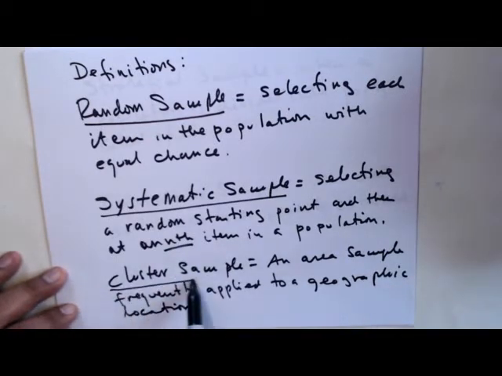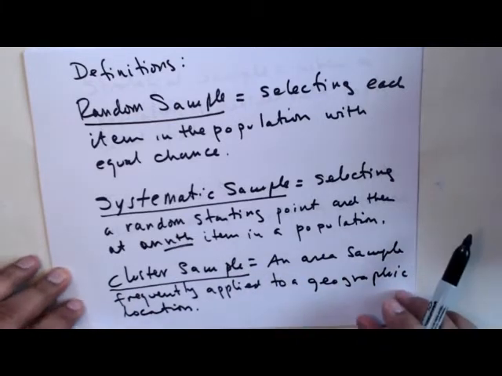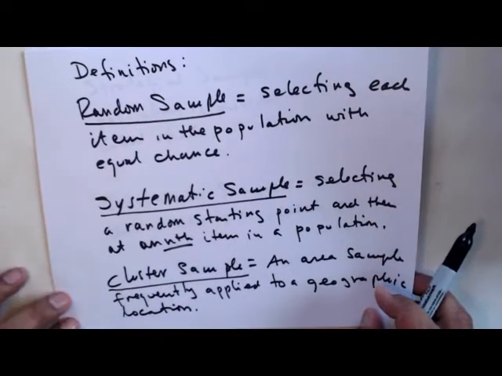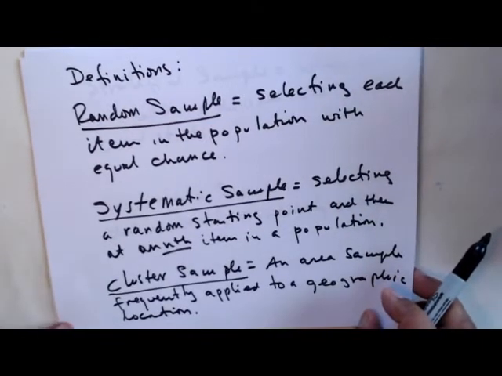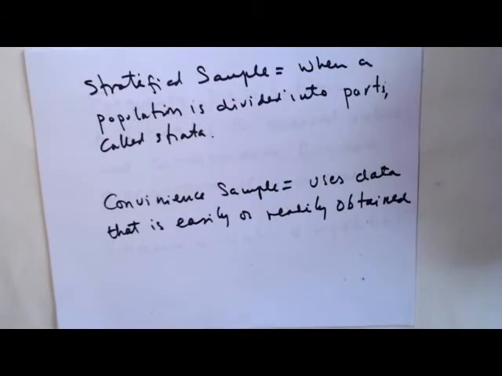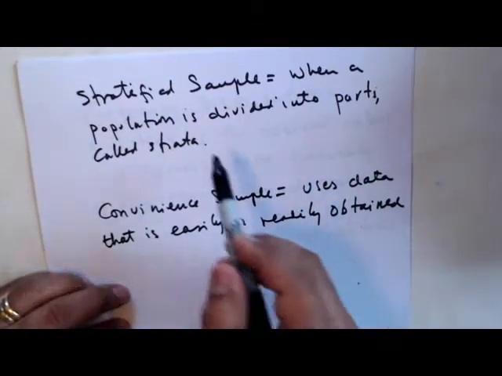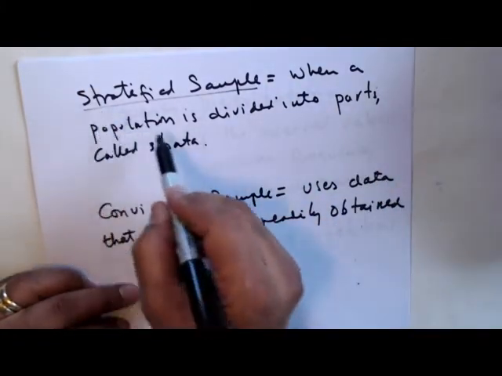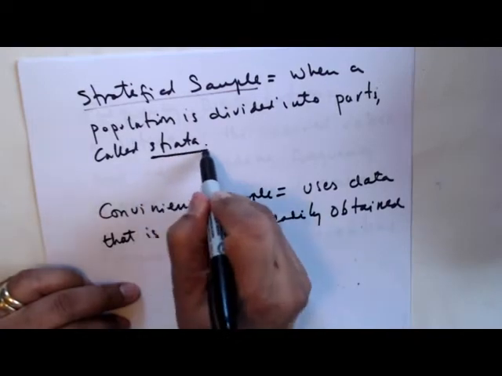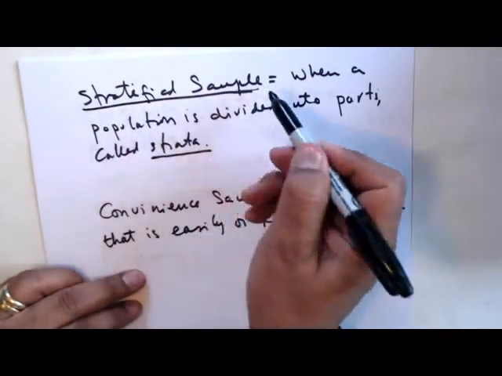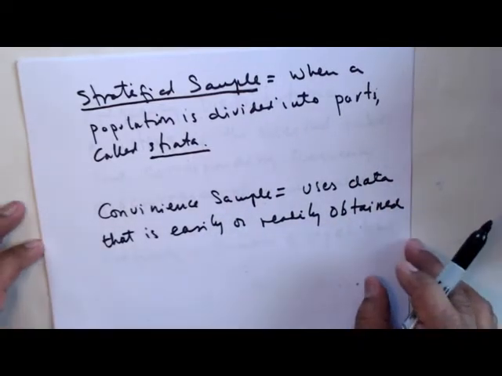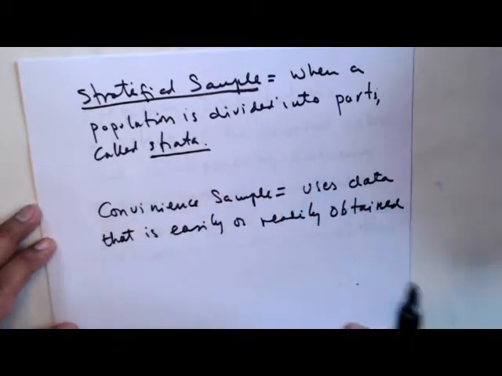Then we have a cluster sample. An area sample frequently applied to geographic location. So you have an issue in a particular case, you concentrate on that geographic area or location, and then you get your sample from there. A stratified sample. When a population is divided into parts, it's called strata. So this is like when you're collecting, for example, data on children at a certain age, the elderly, working groups at a particular age, you do that.